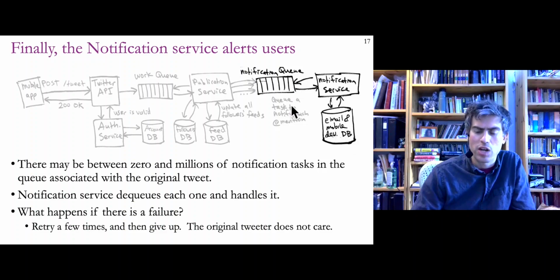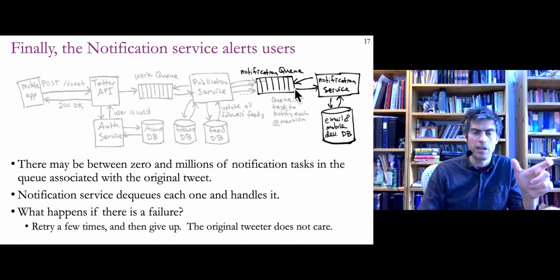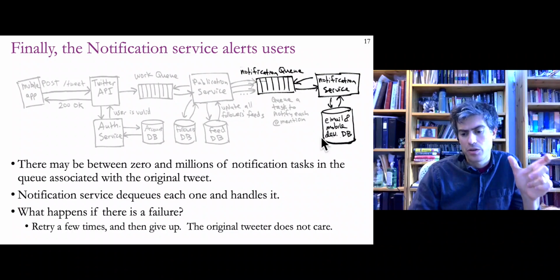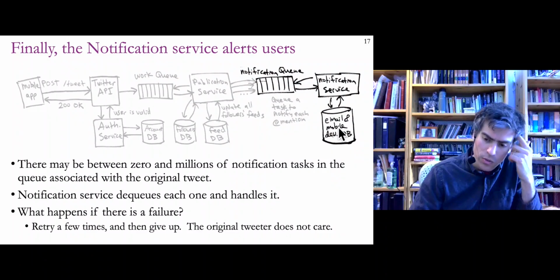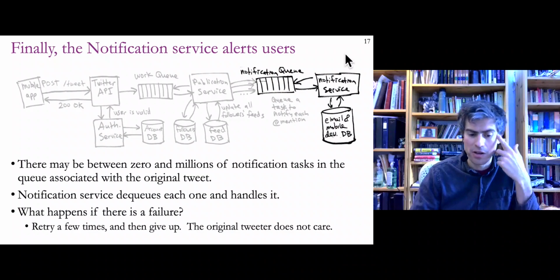So these jobs that are queued here will indicate which user it is that's getting a notification. That user probably has stored whatever their preferred notification method in a database that has to be checked. And then finally, this notification service has to implement that notification somehow by contacting an outside service, which I haven't tried.